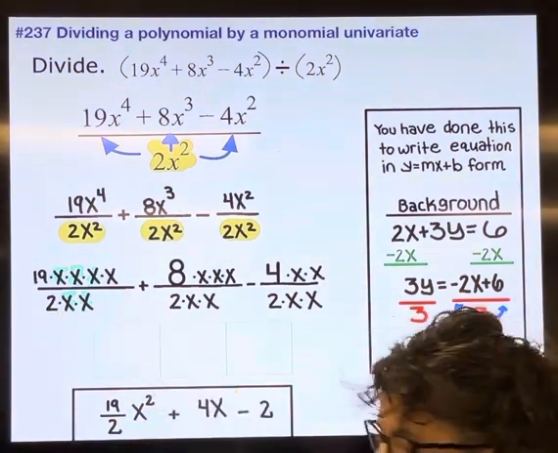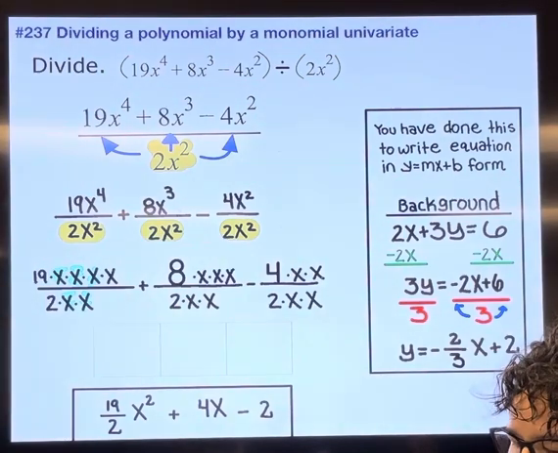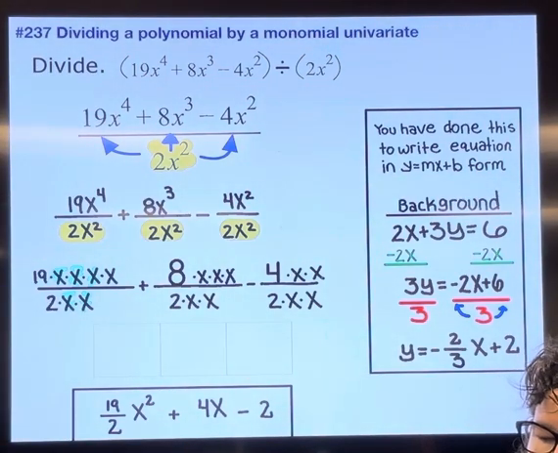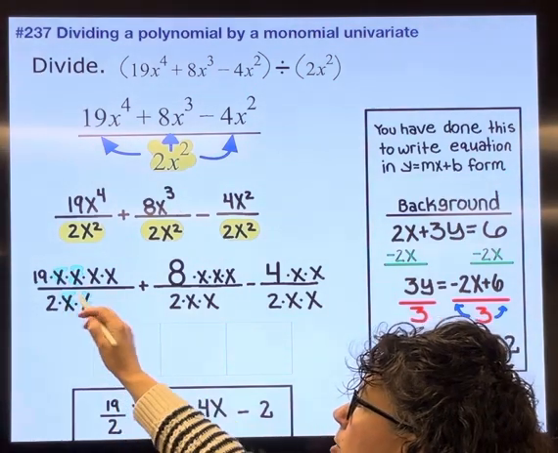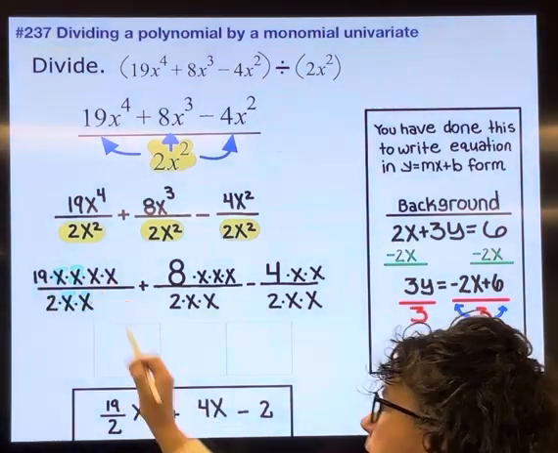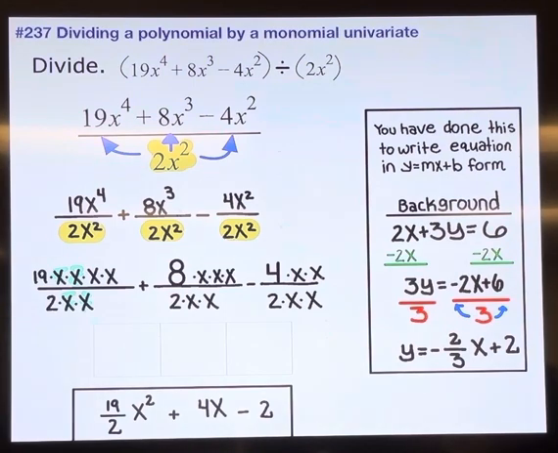Oh, I missed an x there, my bad. I scribbled out one too many. Okay, that x with that one with that one. So 19 over 2x times x, so 19 over 2x squared.